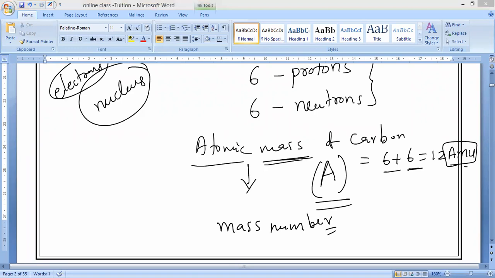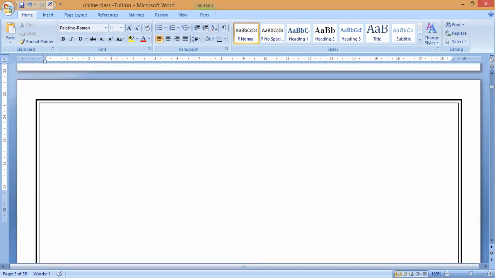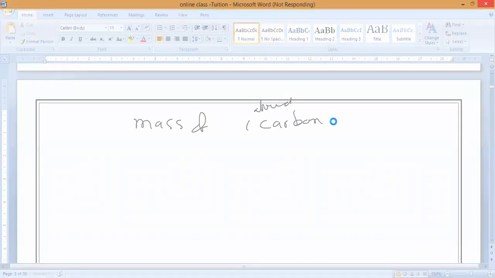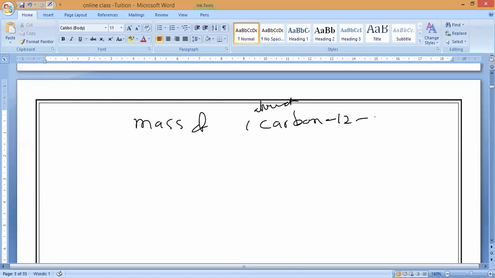If we take the carbon 12 atom, it has been assigned an atomic mass of exactly how much? 12 atomic mass units. What is the mass of one atom of carbon 12? It is equal to 12 AMU.